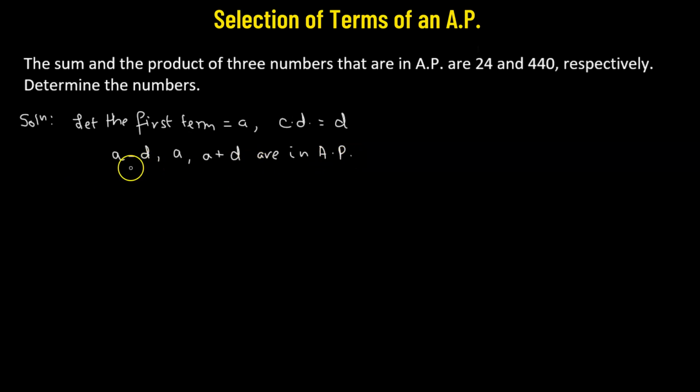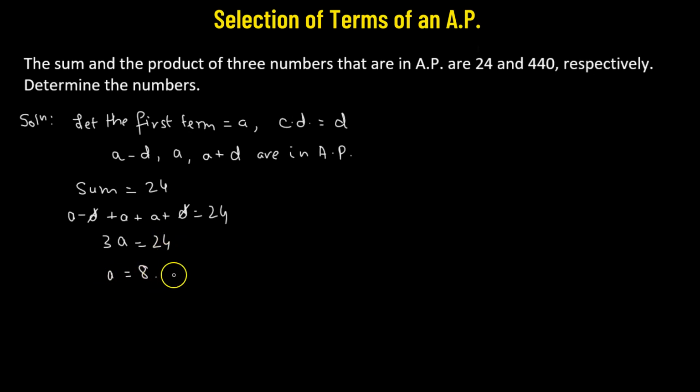The reason why we have chosen A minus D, A and A plus D in this fashion is because it's given in this problem that the sum is equal to 24. When we add them, we have A minus D plus A plus D. Here we see that the D value gets cancelled out, and this is going to help us find the value of the first term, A, with ease. We have A value equals 8.